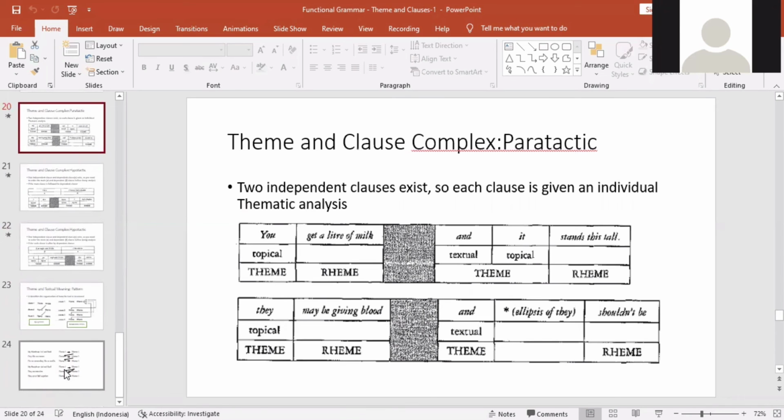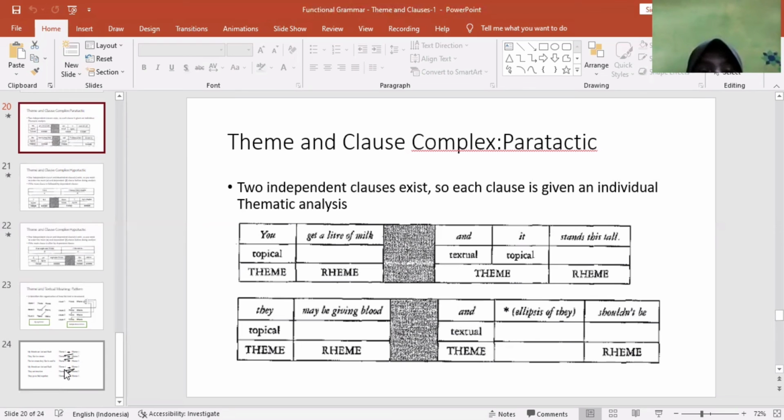Theme and clause complex: parataxis. Parataxis and hypotaxis are terms that describe the way clauses in a complex or simple sentence are ordered, positioned, and related to one another. Parataxis refers to the placing of two clauses next to one another without the use of a subordinating or coordinating conjunction to clarify the relationship between the clauses. Two independent clauses exist, and each clause is given an individual thematic analysis.